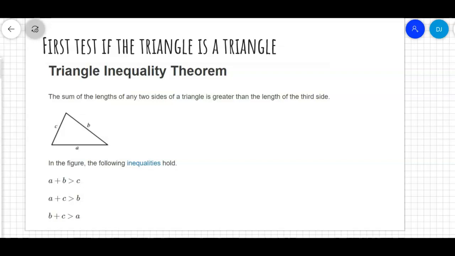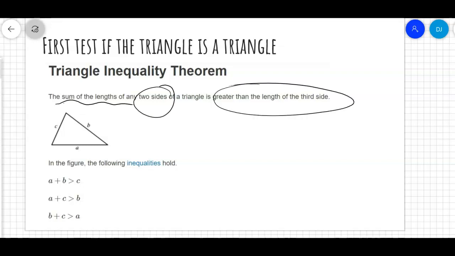Remember, we talked about this before winter break, I think even before Thanksgiving. The sum of the lengths of any two sides of the triangle is greater than the length of the third side. So in the figure, the following inequalities hold. We need to make sure the two smaller sides are greater than the third side.